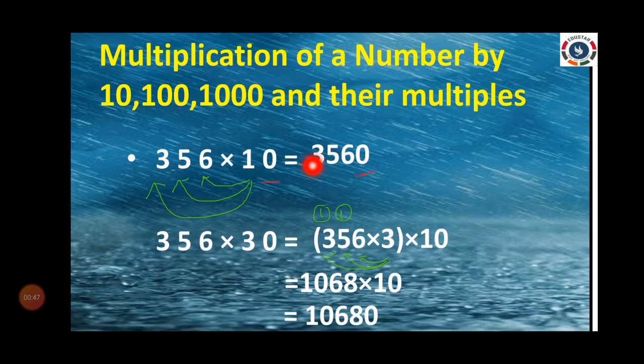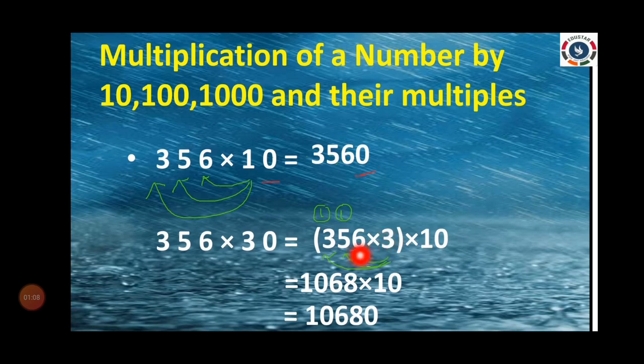So write 3 before 5. Okay. Then how many 0 do we have? Only one 0, that you write at last. Then the next thing, 356 into 30. The same thing. So what I am going to do is split the 30 alone. 3 into 10, 30. I am writing like that. Okay. 356 into 3 into 10.